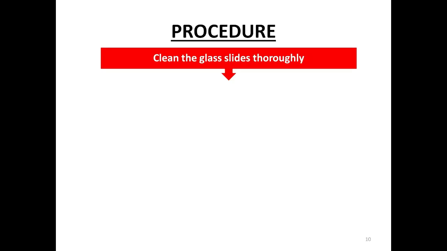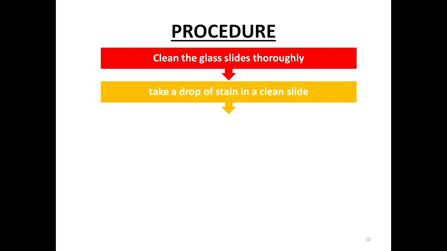Now procedure. Clean the glass slides thoroughly. Okay. If you are using a glass slide, you have to clean it. If you are using a test tube, you have to clean the test tube. Now take a drop of stain on a glass slide. If you have taken 1 drop of stain, then you have to take 1 drop of blood. And if you have taken 2 drops of stain, then you have to take 2 drops of blood. What I want to say is the amount of stain and blood should be the same.